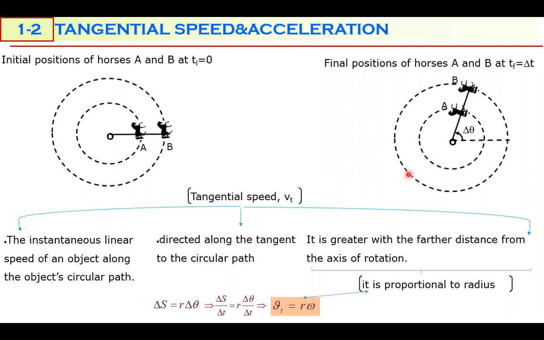When R is constant, the farther the distance from the axis, yes, B has greater tangential speed than A. Why? Because B is farther from the axis of rotation than A. It's proportional to radius: longer radius, greater tangential speed; shorter radius, smaller tangential speed. This is the proof of the tangential equation: tangential speed is proportional to radius. If radius is greater, tangential speed is greater.